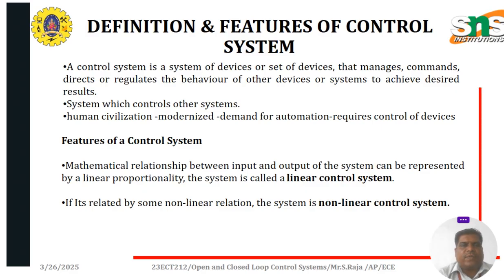Features of control system. If the mathematical relationship between input and output of the system can be represented by a linear proportionality, the system is called a linear control system. If it is related by some non-linear relation, then the system is called a non-linear control system. That is, whenever the control system is easily written as a mathematical model, it is called a linear control system. Sometimes a control system to which a linear relationship cannot be applied is called a non-linear control system.